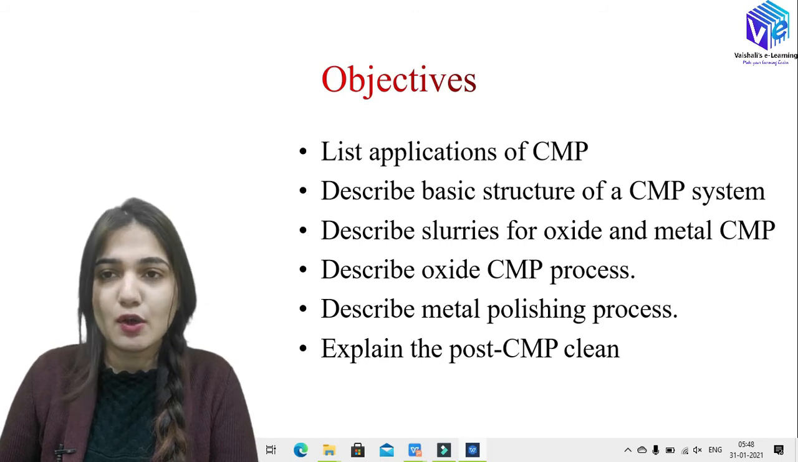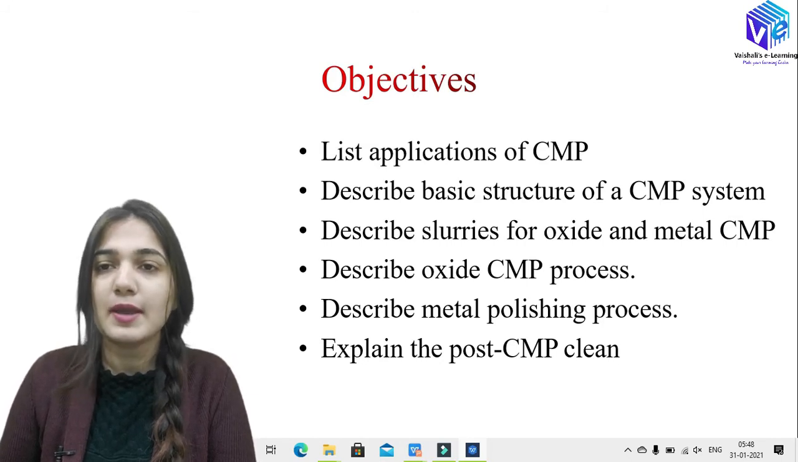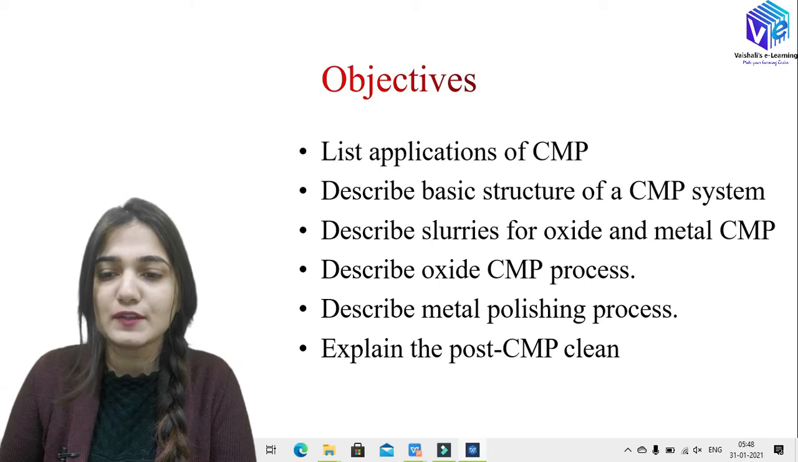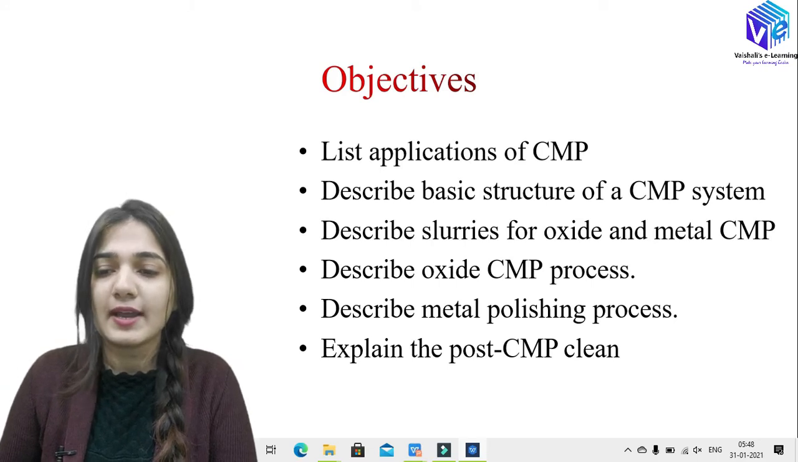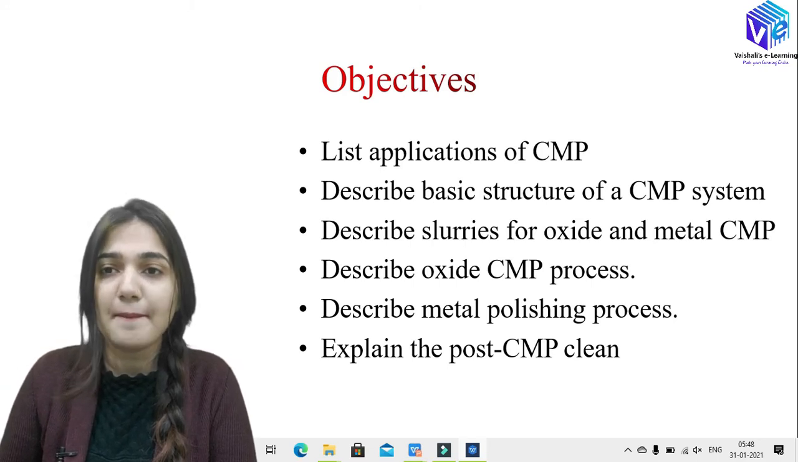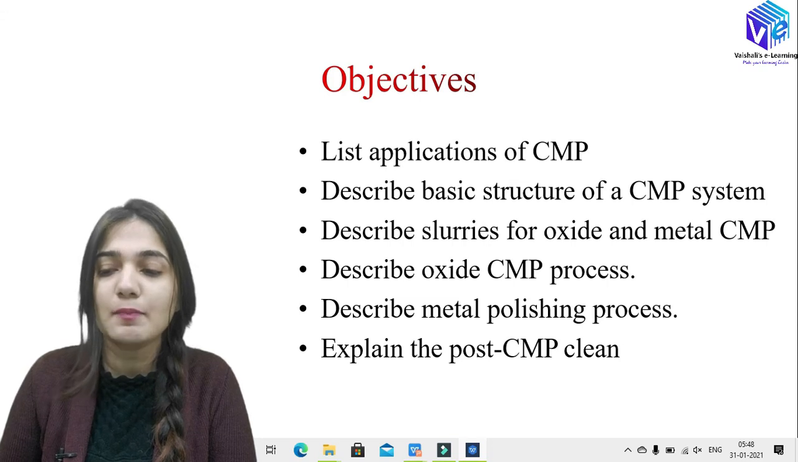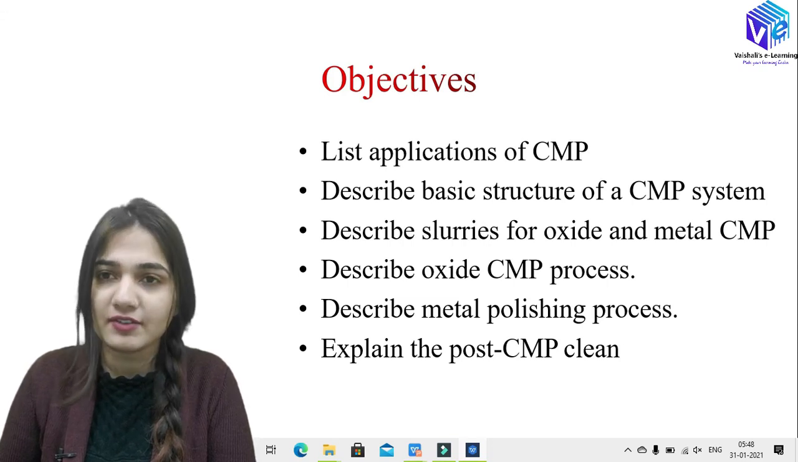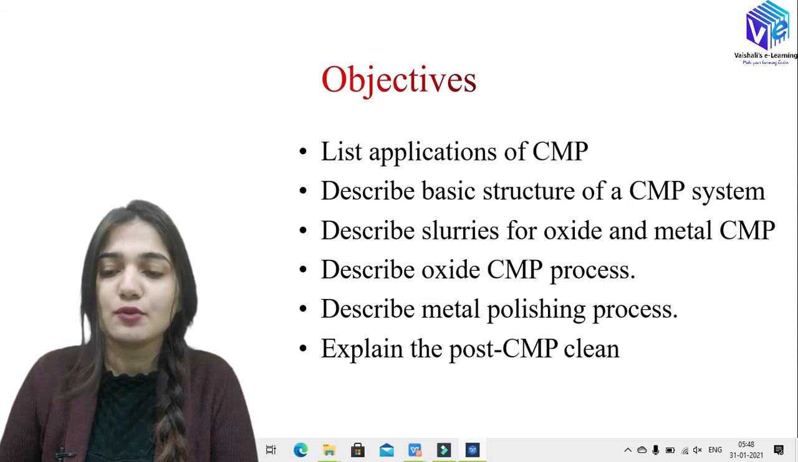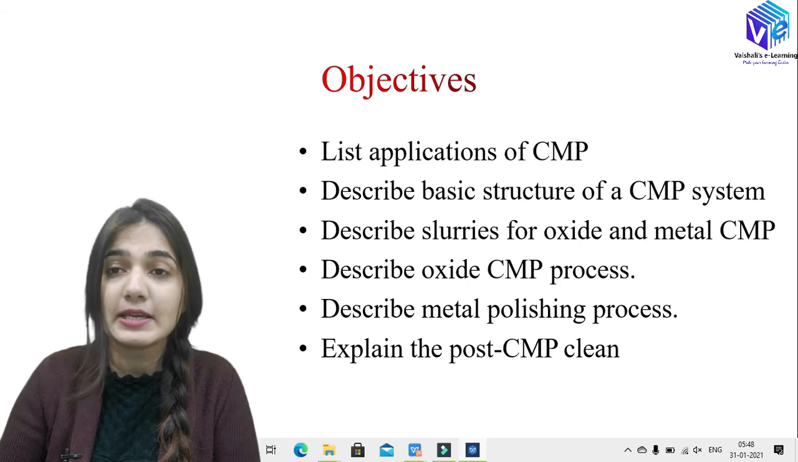the applications of the CMP. We are going to see where at all CMP is used. Then we are going to describe the basic structure of a CMP system. Then we are going to describe the slurries for oxide and the metal CMP as well. After that we are going to describe the oxide CMP process and then the metal polishing process. And after that, at the last, we are going to see the post CMP cleaning process.